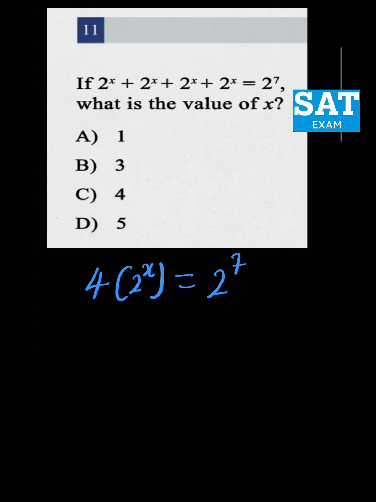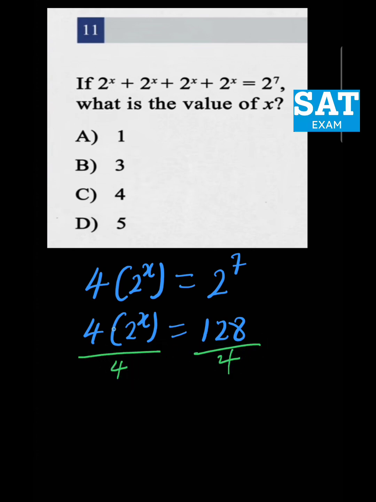So the next thing we are going to do is this 2 raised to the power of 7, which implies 2 multiplied by itself 7 times. So which is going to be 4 times 2 raised to the power of x is equal to 128, because 2 multiplied by itself 7 times is going to give us 128. So the next thing is to divide both sides by this 4, because we are looking for the value of x. So let's eliminate this 4 first. We divide the left hand side by 4, the right hand side by 4, so that this 4 is going to cancel this 4.